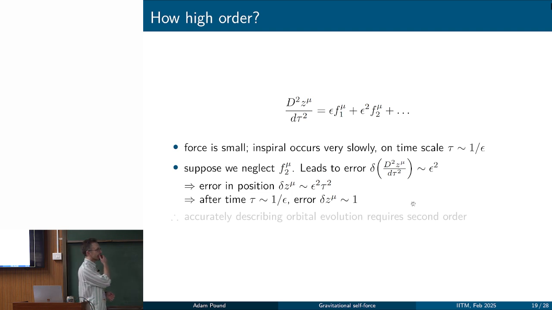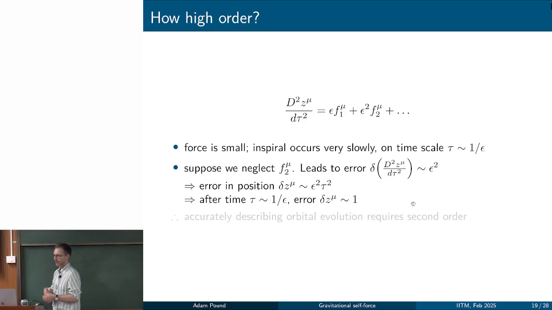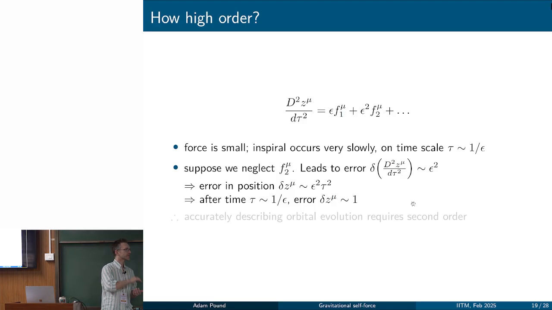Now, as soon as you start writing down an approximation like this, the first thing you need to ask yourself is, how high an order do I need to go for a given system I'm trying to model? If you find you have to go to, yes?